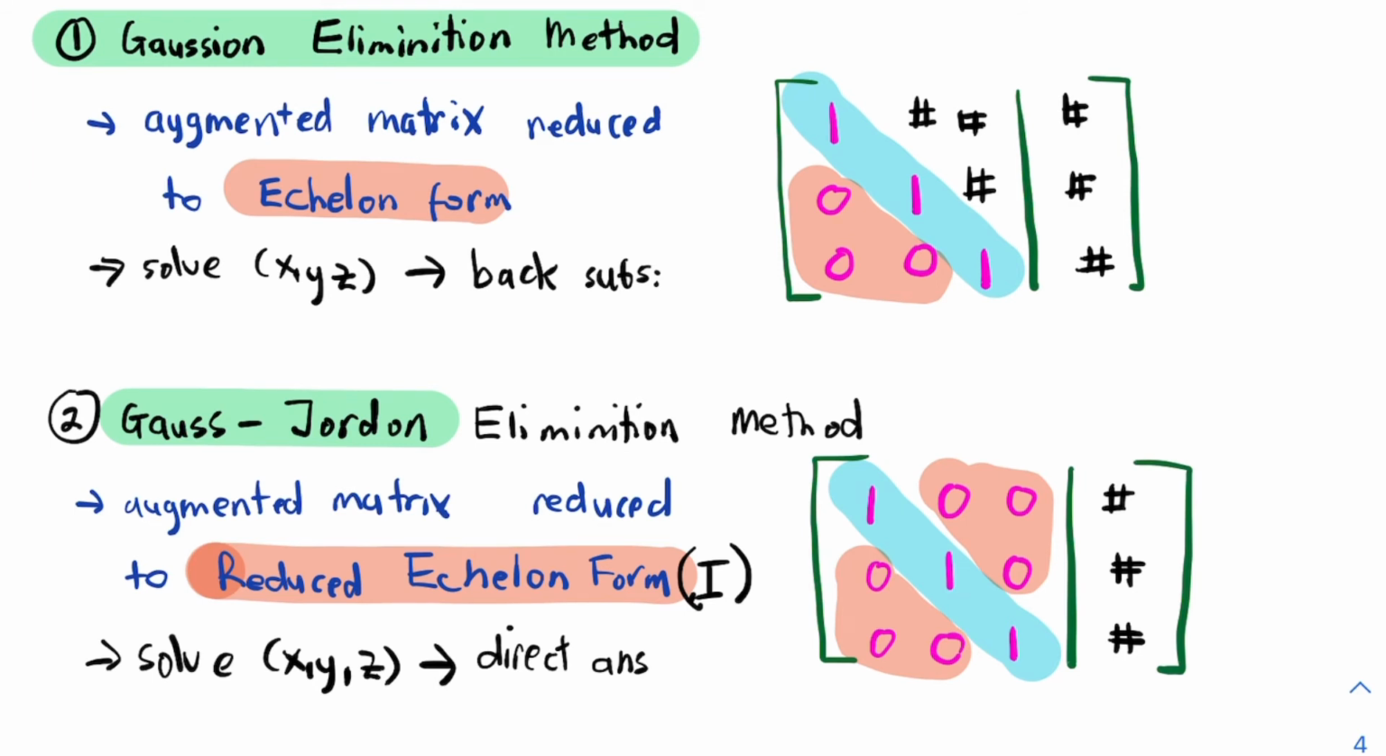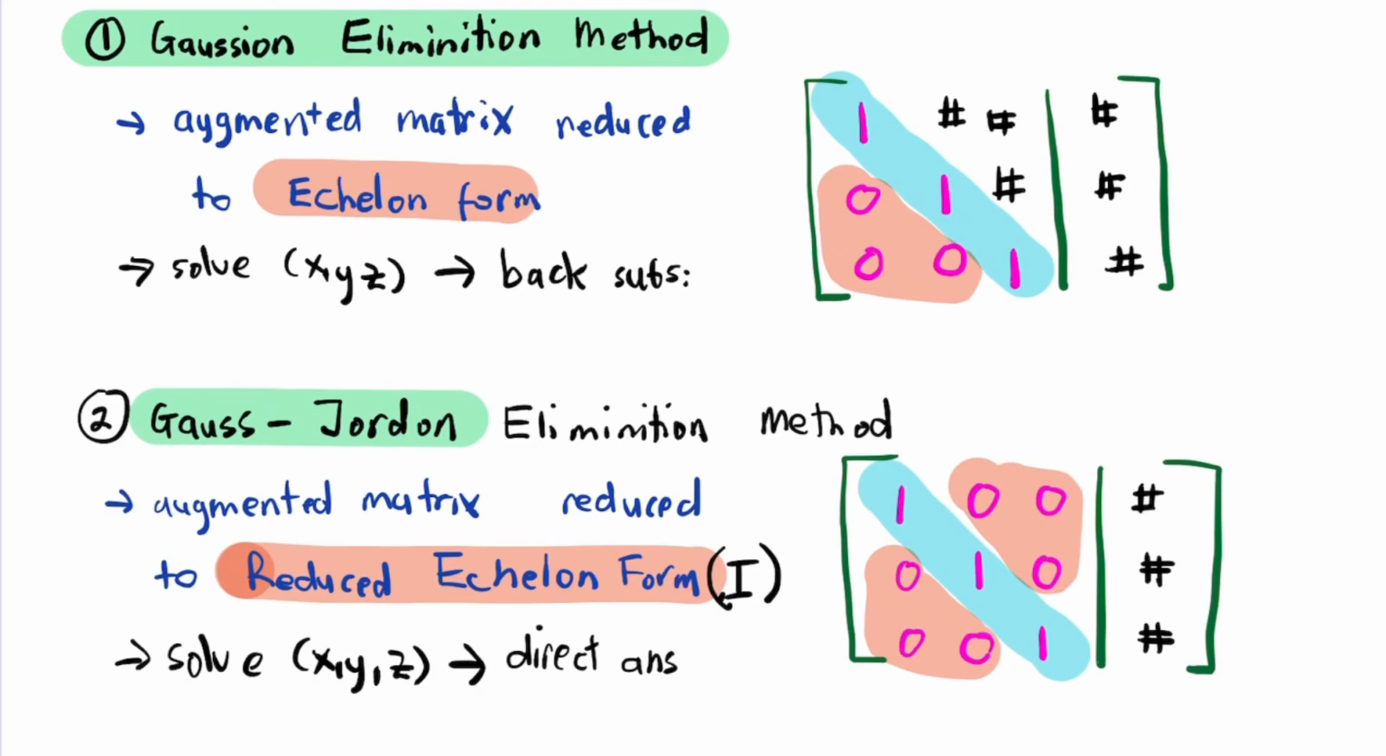Okay, so another way is to use Gauss-Jordan elimination method. So this is using the augmented matrix reduced to reduced echelon form. So what's the meaning of reduced echelon form? We want to make all the diagonal part is 1 and all the other entries here are zeros.